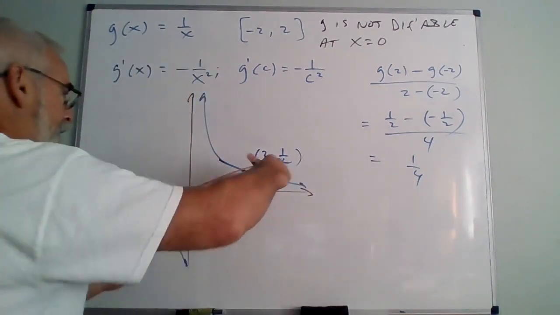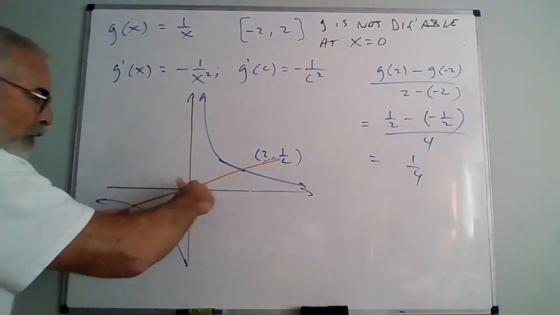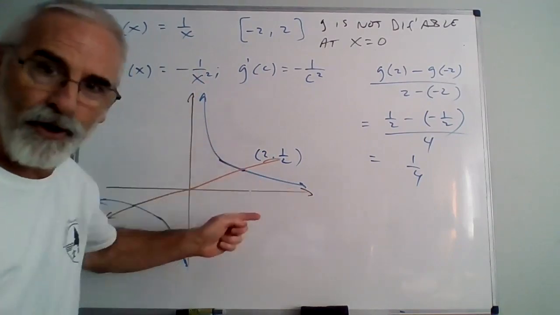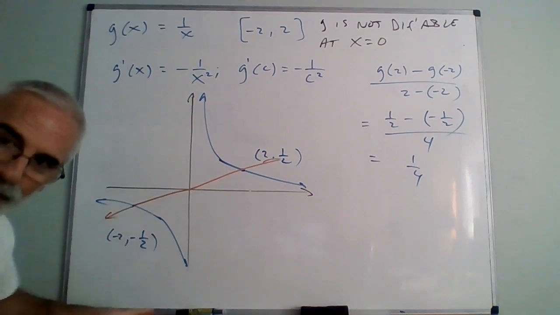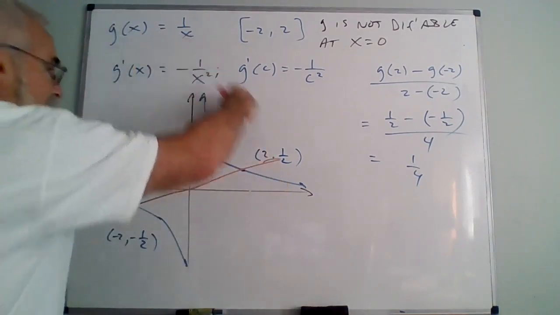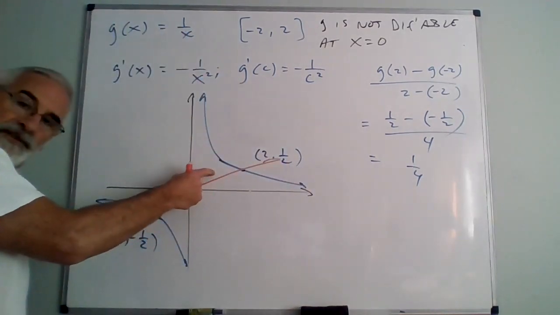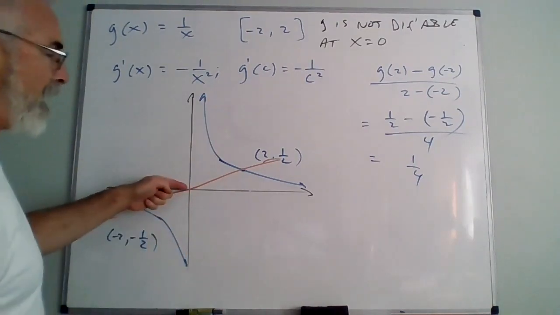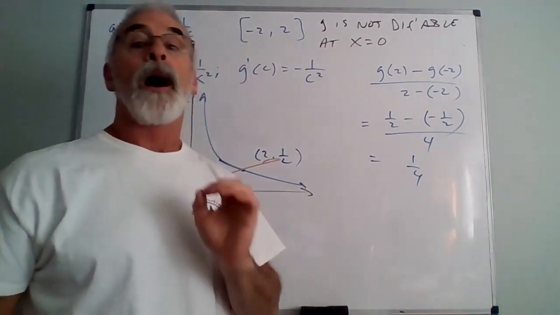But now when I do my rolling ruler, you see the problem? This is a slope that's positive. This graph is always going downhill. All of its tangent lines have negative slopes. So with my rolling ruler, there's never going to be a place where I have a tangent line that's parallel to this. Hopefully you can all see that. So why did this fail? Because it's not defined at zero, which means it's definitely not differentiable over that interval.